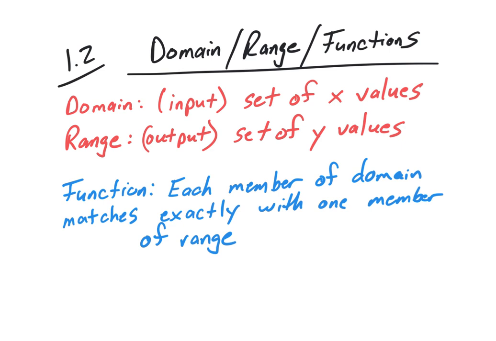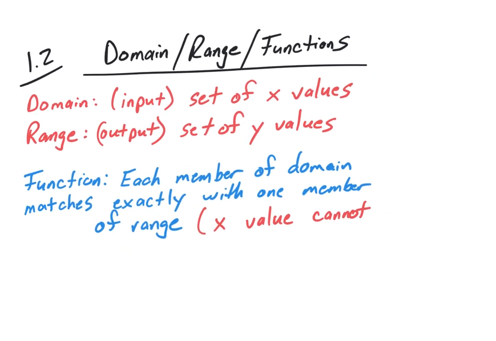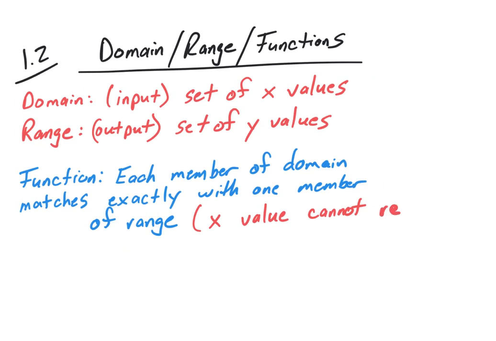And as you read through that, you're like, well, what does that mean? What is that trying to tell us? Basically, the way that I remember this is your x value cannot repeat. All of your x values must be different.